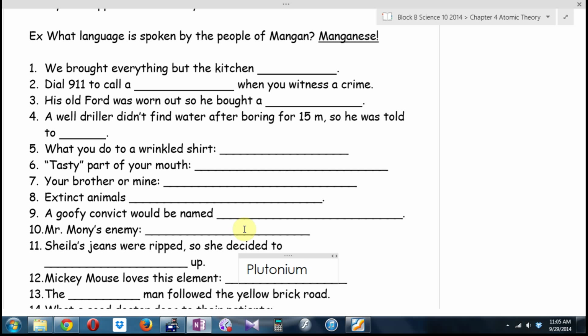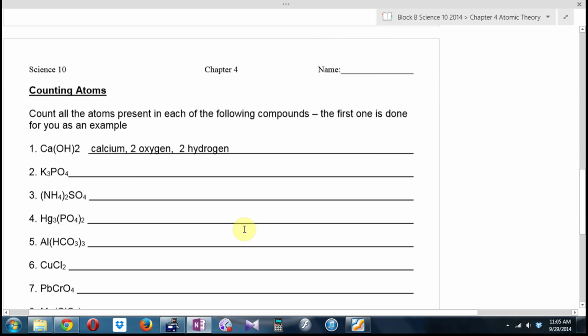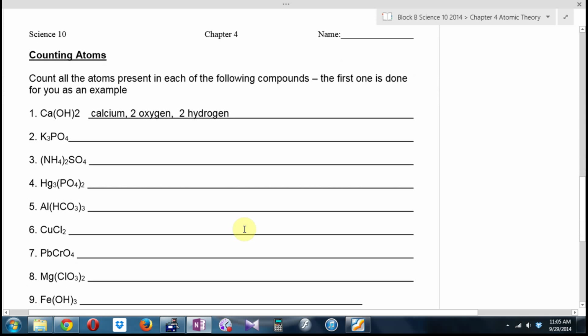What I do want you to practice is on the back page. Now, I haven't talked about this yet. This is a review from Science 9. What we're doing is counting the number of atoms in each chemical formula. And remember, to count, you had to be really, really careful with subscripts and how those worked. So, for example, we're going to do number 2 together. What does the letter K stand for, first of all? Potassium. How many potassiums are there in this particular formula?